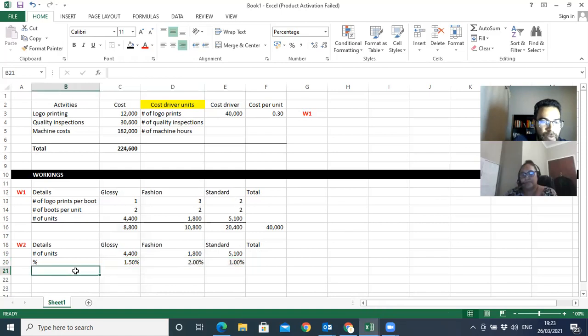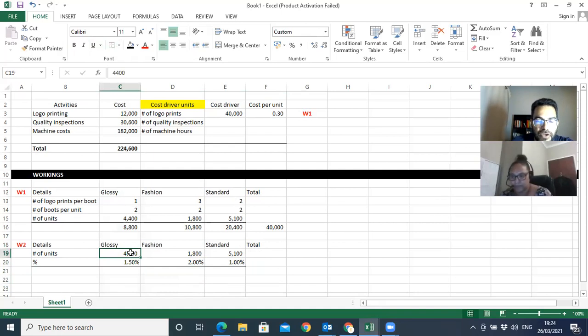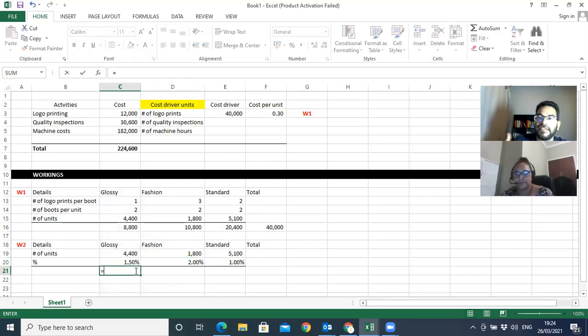Okay. So now we're able to get the number of inspections, because they are saying the number of inspections is 1.5% of the total manufactured of glossy. The number of inspections for fashion is 2% of how much was manufactured, and so forth. So therefore, they're saying how many inspections they made. It's not based on the number of products, but on the number of inspections. So therefore it's 4,400 multiplied by 1.5%.